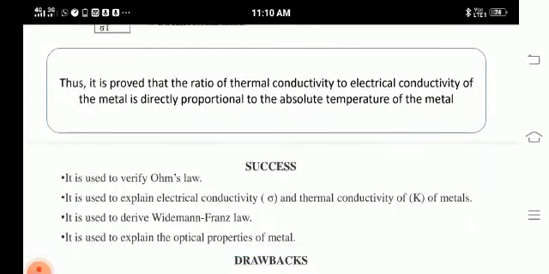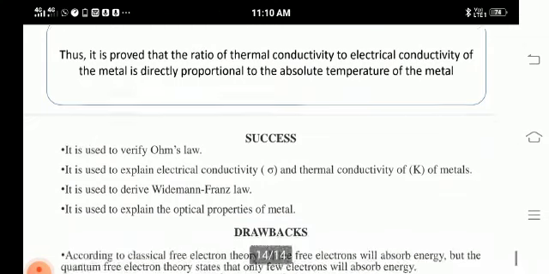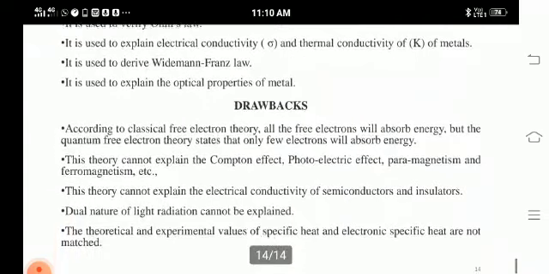What are the successes and failures of this Wiedemann-Franz law? Success: it is used to verify Ohm's law, and the electrical conductivity, thermal conductivity and optical properties of metals can also be found using this law. What are the drawbacks? We could not explain the Compton effect, the photoelectric effect, paramagnetism and ferromagnetism, and light radiation could not be explained by this law. These are the limitations of this law.